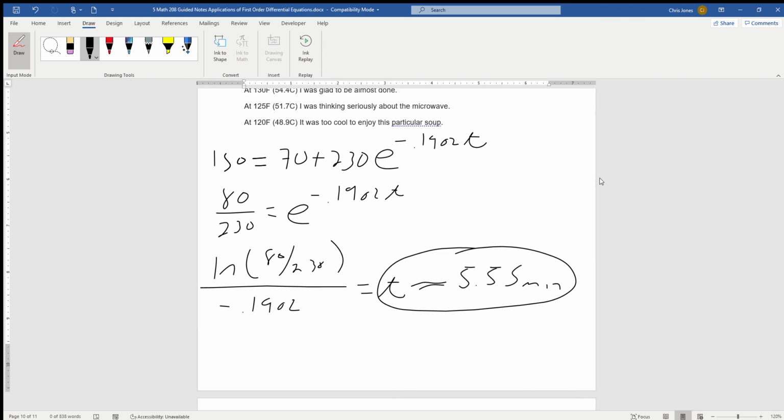So that concludes our first order differential equations. So in the next series of videos, we're going to start looking at second order differential equations, how to solve them, and then two different types of second order differentials.